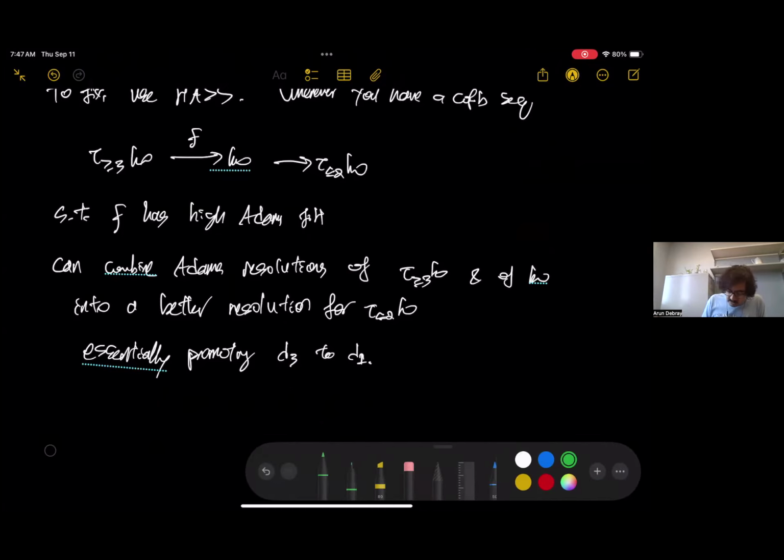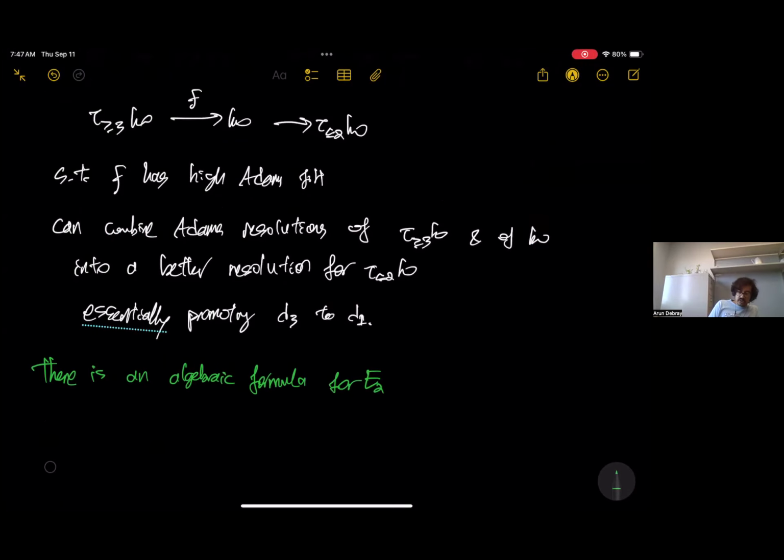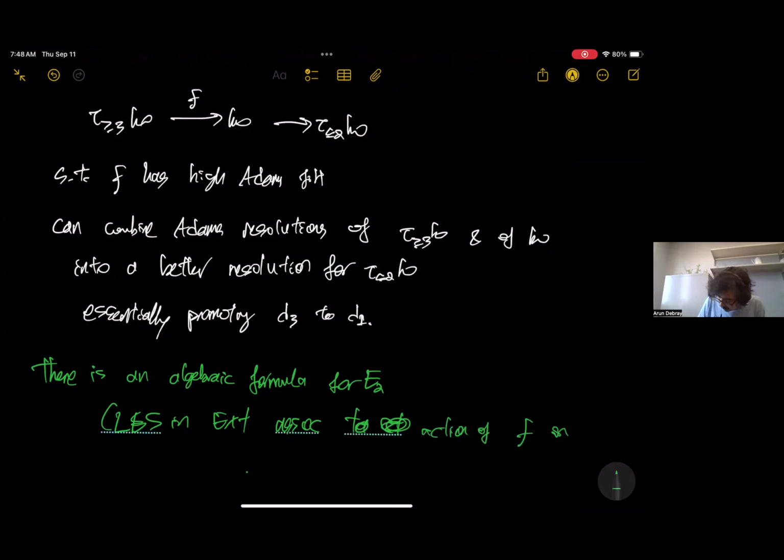But the other thing is, there is an algebraic formula for E2, which is essentially a long exact sequence in Ext associated to the action of F on Ext. So this is a purely algebraic thing. And then the third term, the cofiber in that long exact sequence, is the E2 page. So that's something which is tractable.